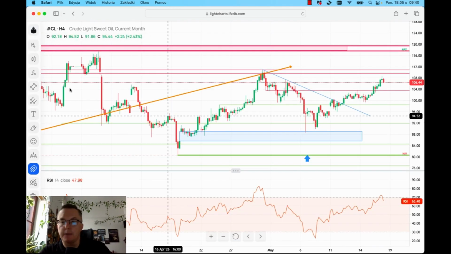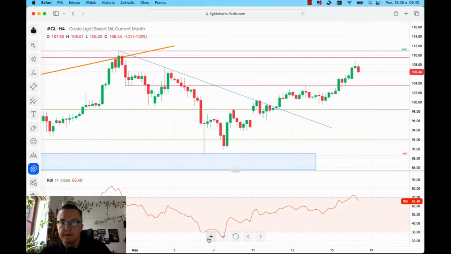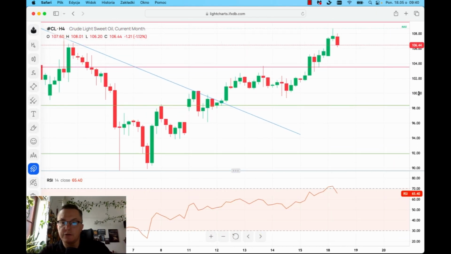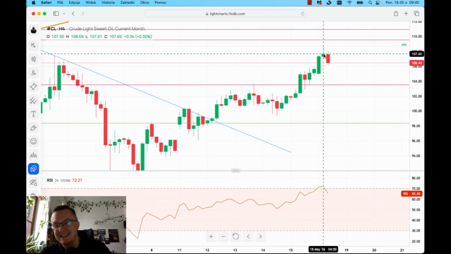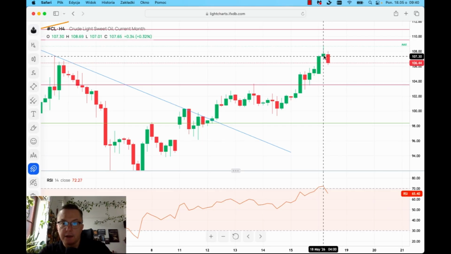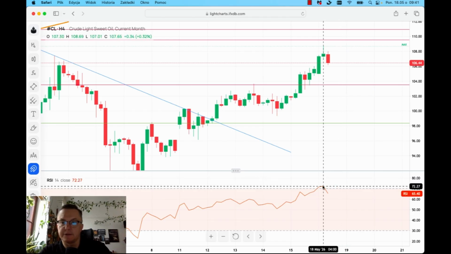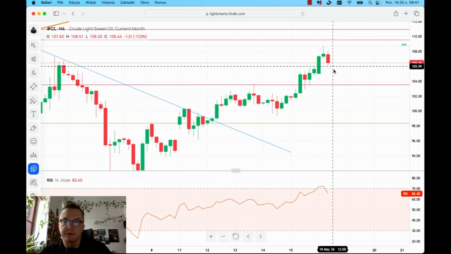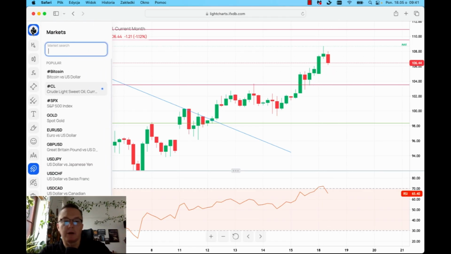Crude oil is up. Crude oil is up again. Nevertheless, look at this funny little situation here. We have a pin bar here. Looks like a little bit of a shooting star. Confirmation is being built, a red candle here. Local high 108.69 into the extremely overbought conditions. Market might be ready to move lower.